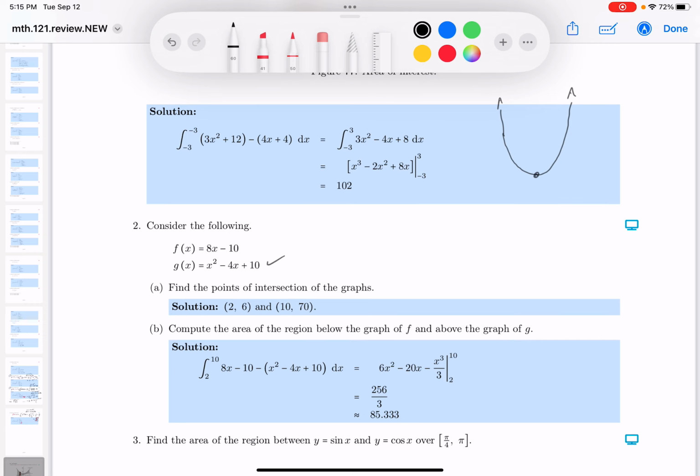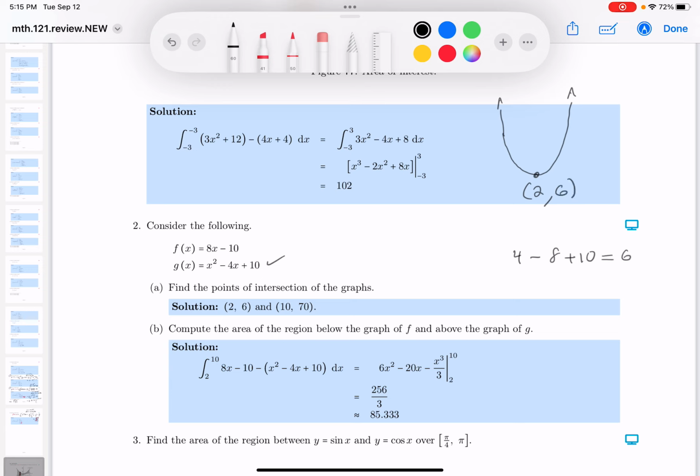Well, minus b, that's going to be 4 over twice a, which is 2. So the vertex is going to be at x = 2. Now I'm going to compute the actual value for that. And what do you get there? We get 4. I'm plugging the 2 into the g, by the way. And then minus 8 plus 10. So 4 minus 8 is minus 4, and minus 4 plus 10 is going to be 6.